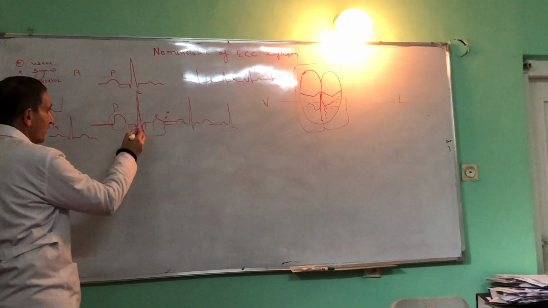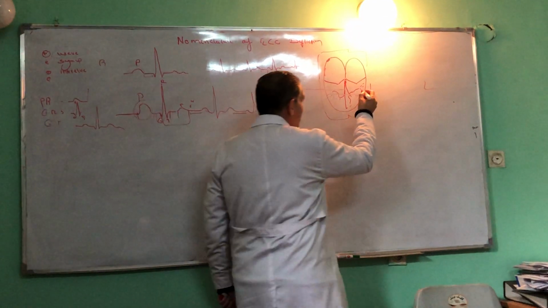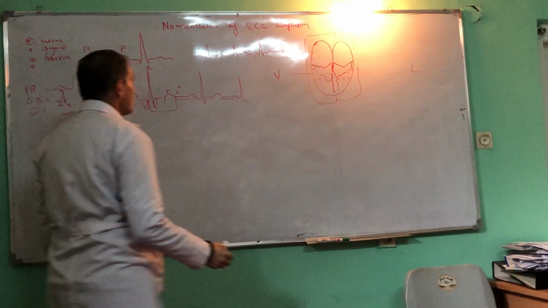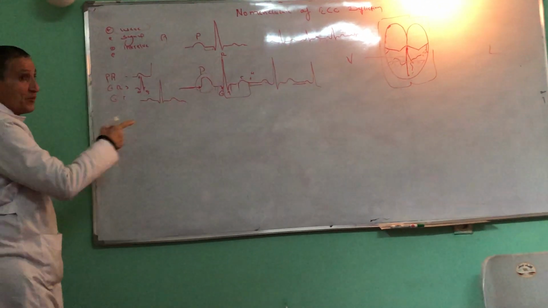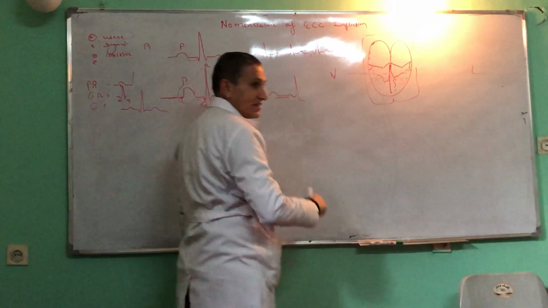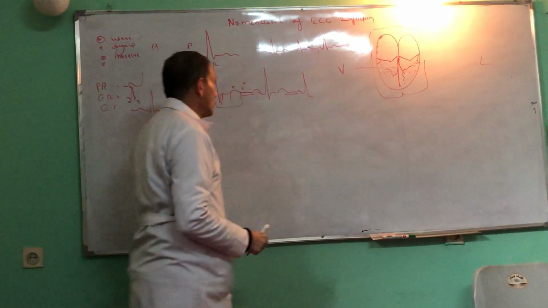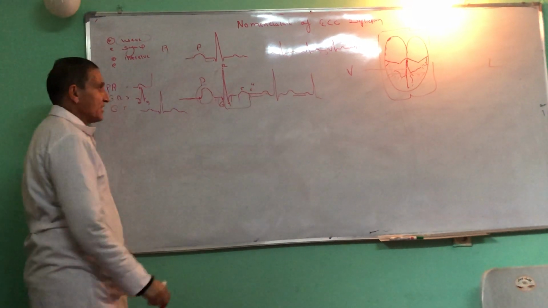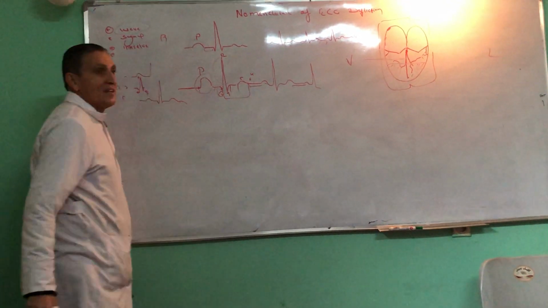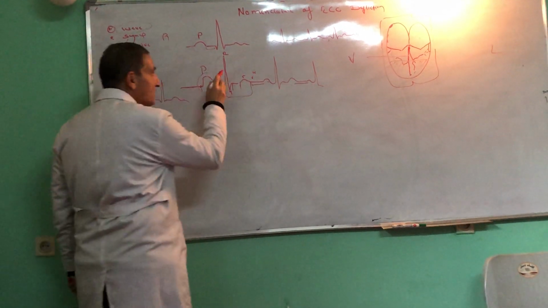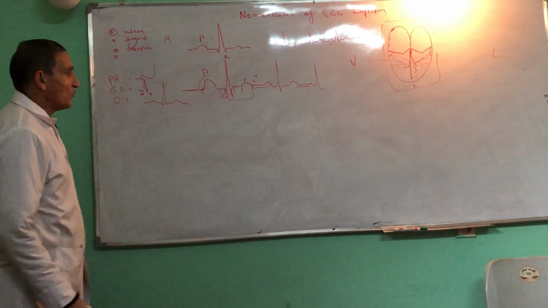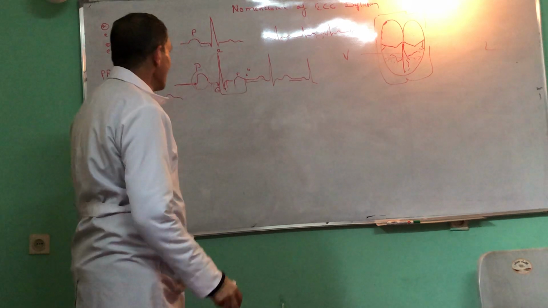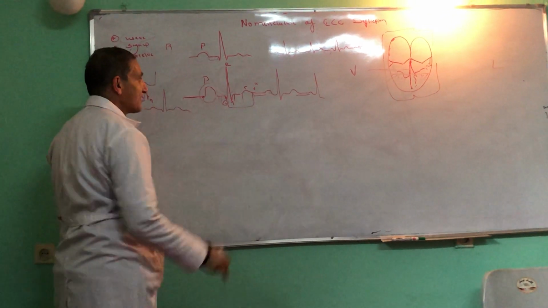What does the S wave represent? The S wave represents the basal parts. So how should I correlate the ECG event to the electrical event? First, the P wave represents atrial depolarization. The Q wave represents septal ventricular depolarization. The R wave represents ventricular depolarization. The S wave represents basal ventricular depolarization. So this was about the QRS complex.